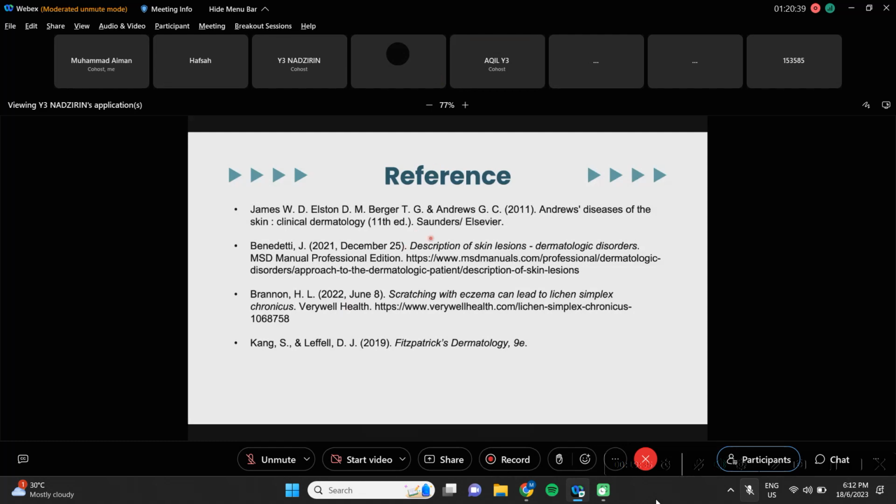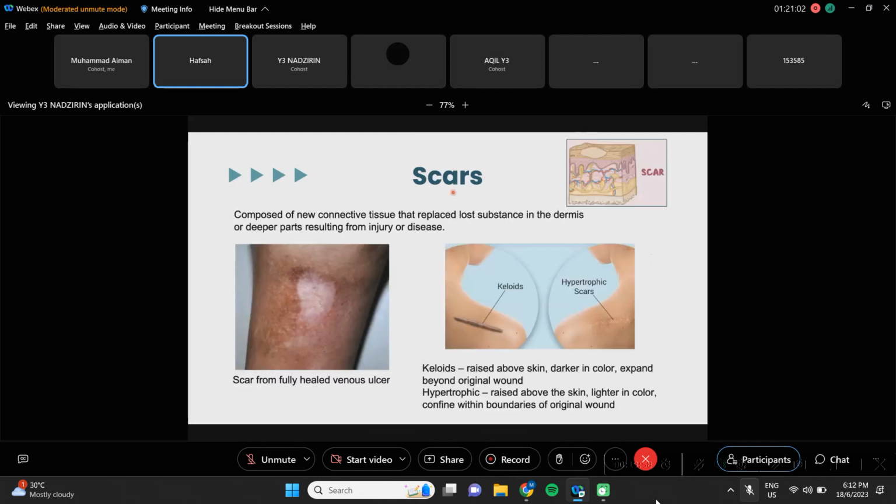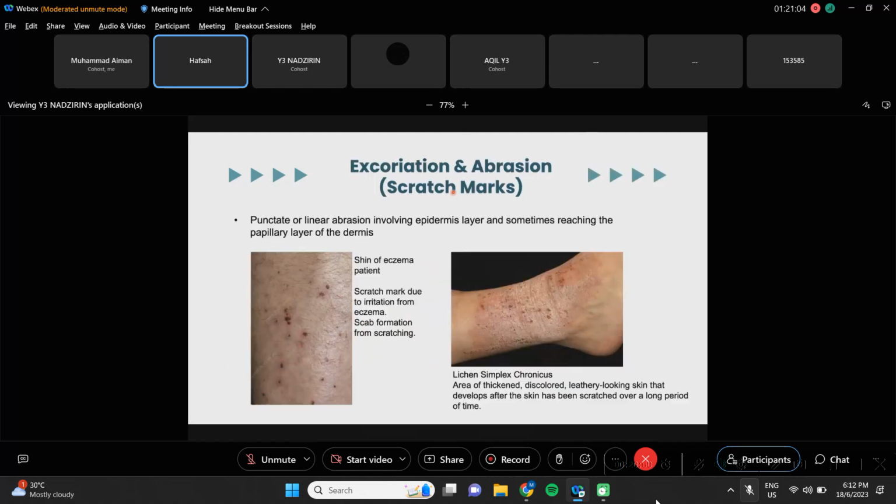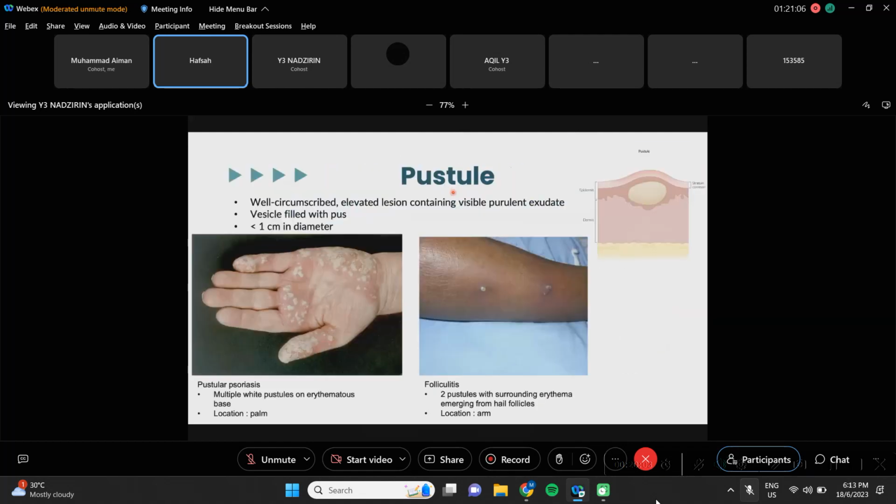Very good. Is it the end of your presentation? Yes. Very organized. Nice slides, not too wordy, but good representation with photos of the respective lesions or rashes. Okay, very good.